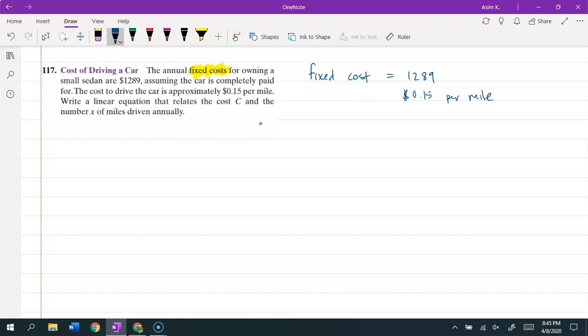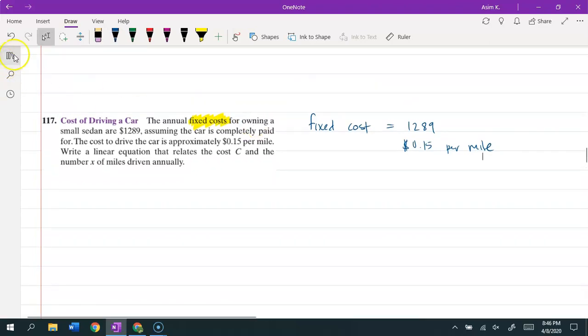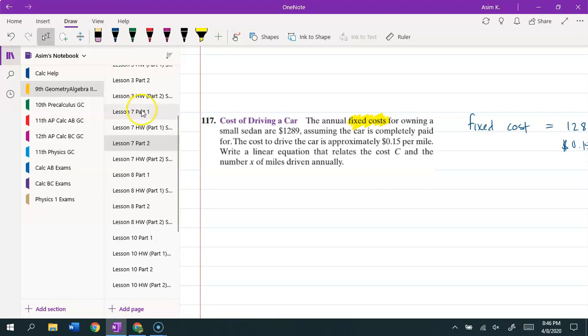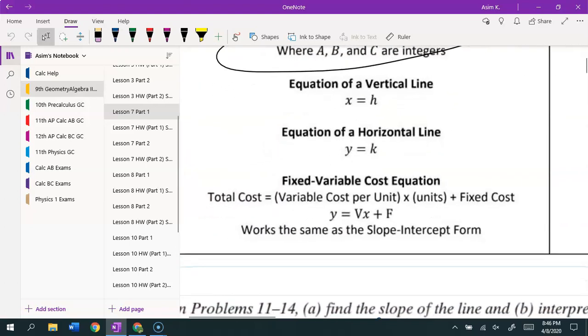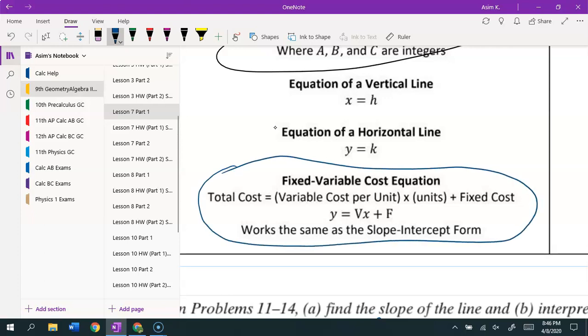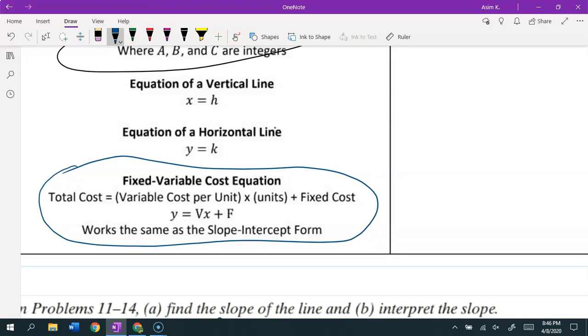It says write a linear equation that relates the cost C and the number of X miles driven, right? So for this, I just want to pause here and take a moment and go to that one last formula that we had not discussed earlier, and I want to discuss it with you. Basically, this is called the fixed variable cost equation, and you do need it in your notebook. It basically says this: if you ever want to find a total cost of something, take the variable cost per unit, multiply by the units, and add the fixed cost. Okay?